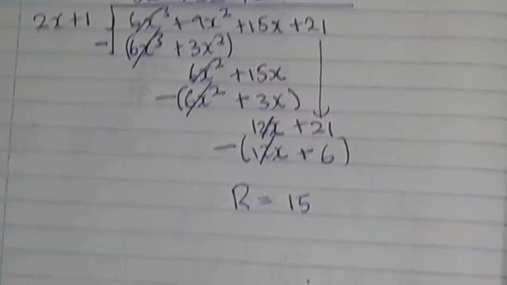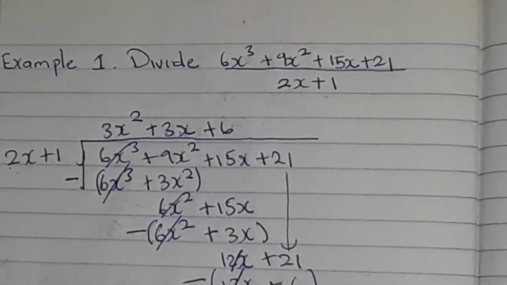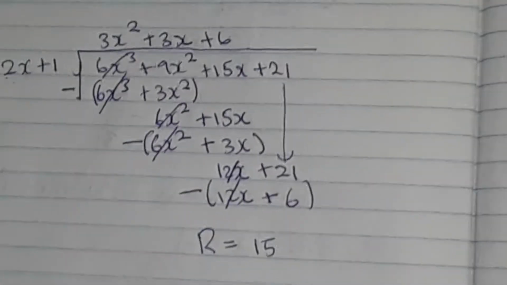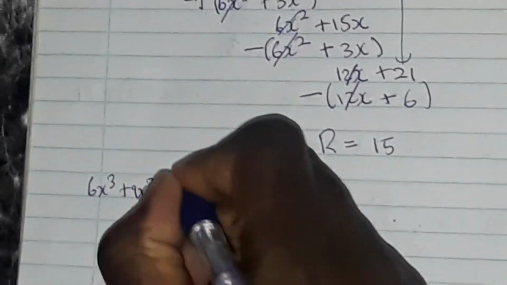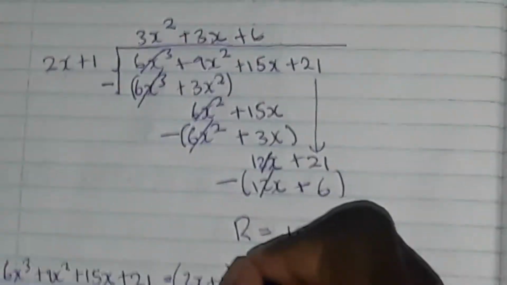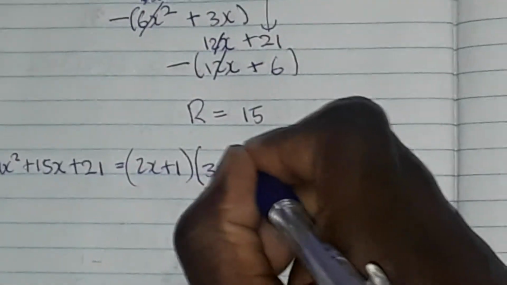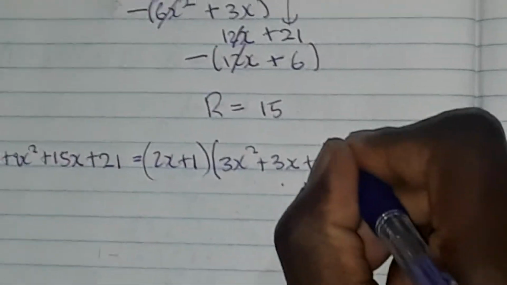So after we find the remainder, we've basically almost finished the question. So let's rewrite this in a conclusion form. We write 6x cubed plus 9x squared plus 15x plus 21, which is the equation given, is equal to 2x plus 1, which is one of the factors of the equation, times the quadratic equation we got after we divide, plus the remainder that we got. So that would be our answer.